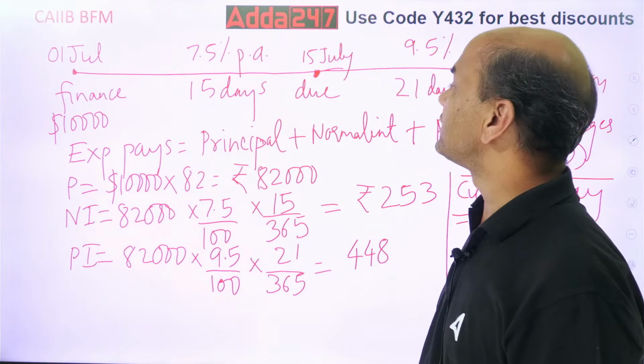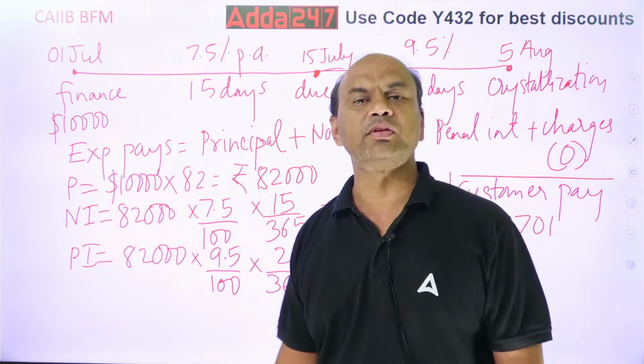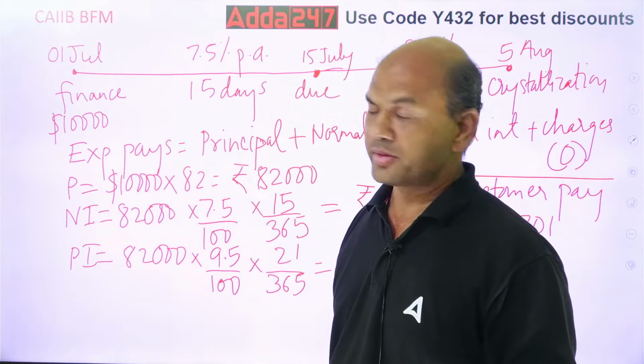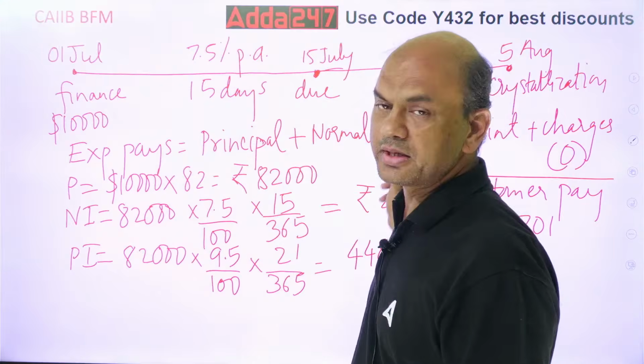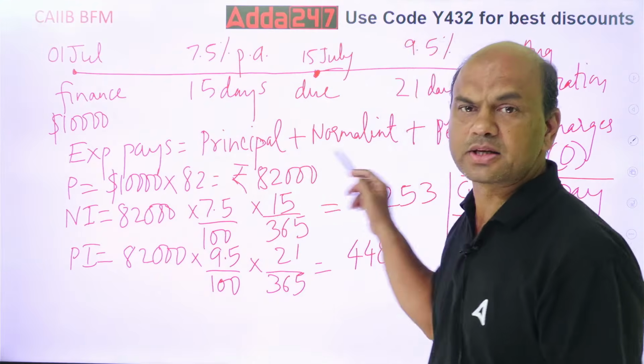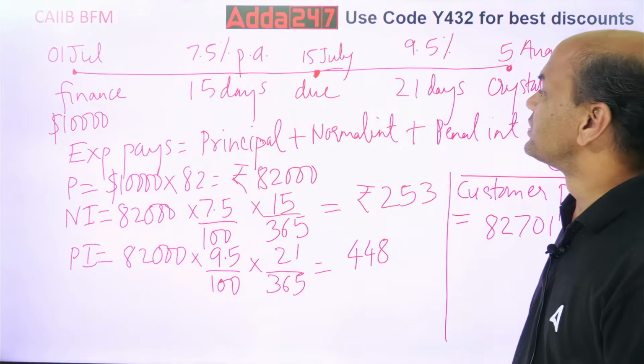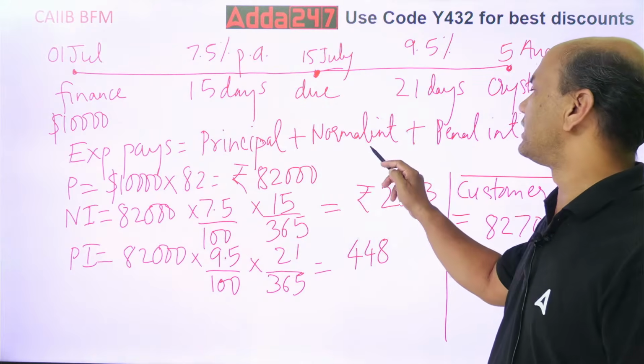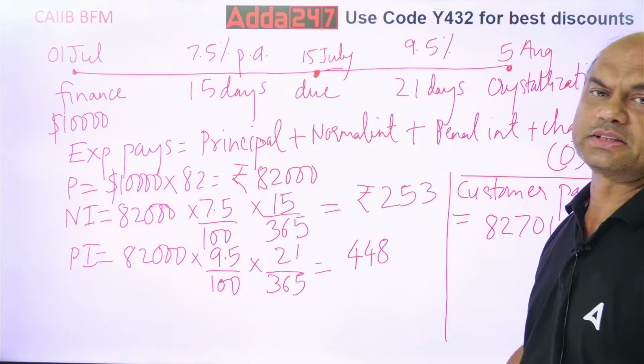So now how much will the exporter pay? Exporter will pay now the principal amount plus the interest, normal interest plus penal interest. All the three he'll have to pay. So principal plus normal interest plus penal interest. So let's calculate one by one.